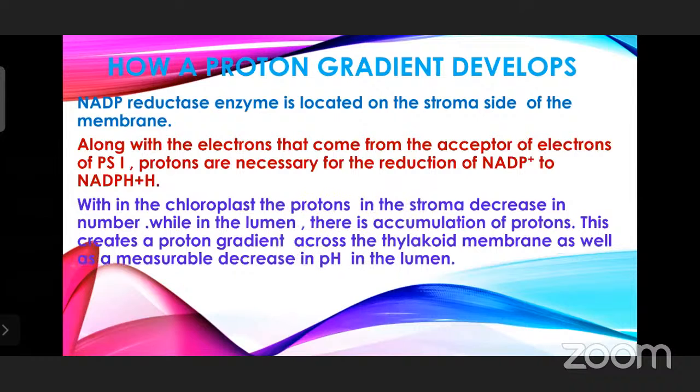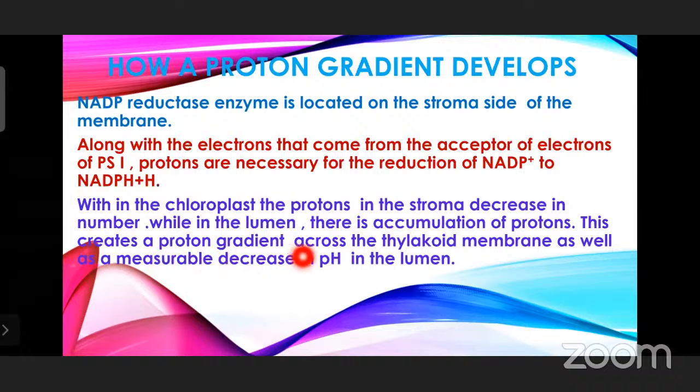Within the chloroplast, the protons in the stroma decrease in number, while in the lumen there is accumulation of protons. So now what will happen? In the beginning, the protons from the stroma are taken into the lumen. The protons from water are also present in the lumen. That means they are accumulating more in number, so their concentration has increased. This creates a proton gradient.